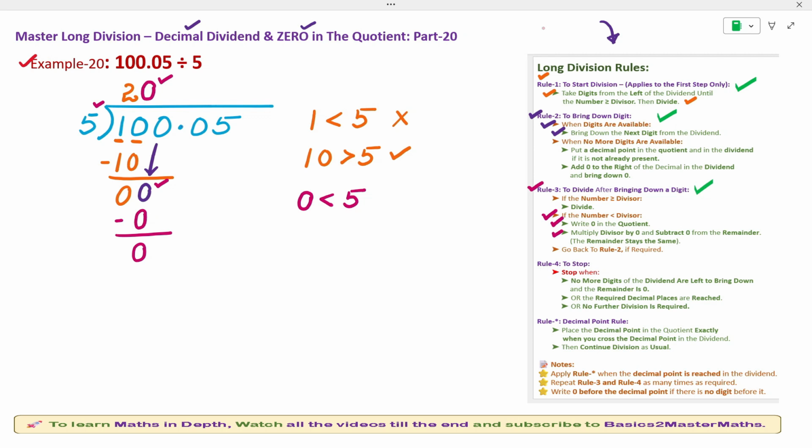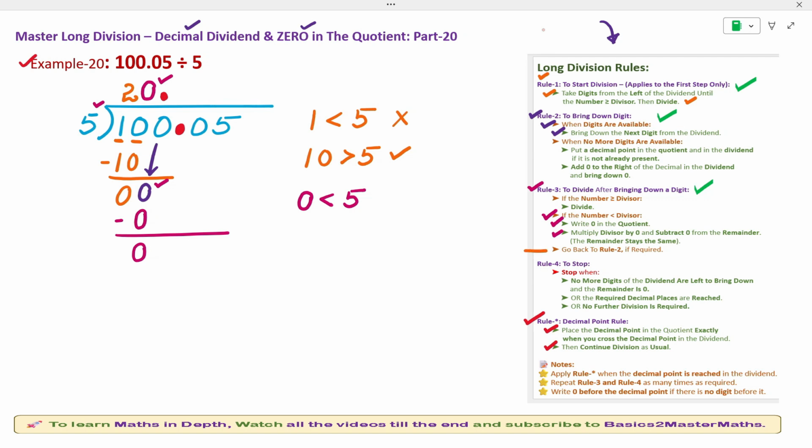Observe. Now, we have reached the decimal point in the dividend. So, as per decimal point rule, place the decimal point in the quotient and continue the division as usual.